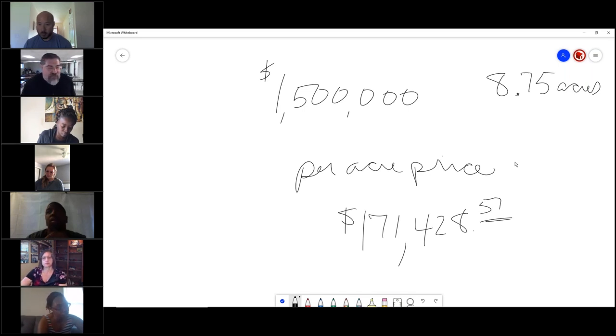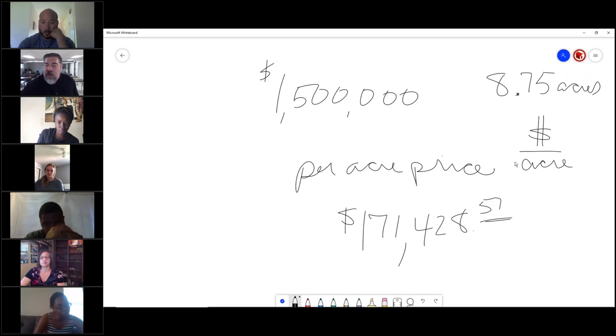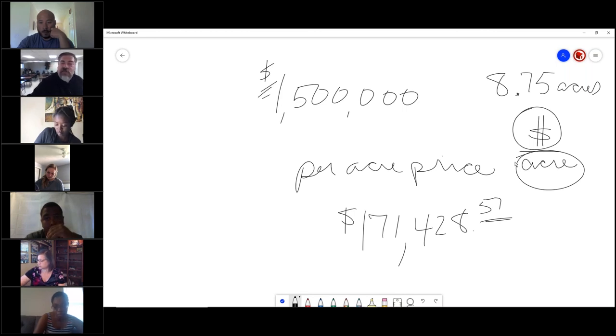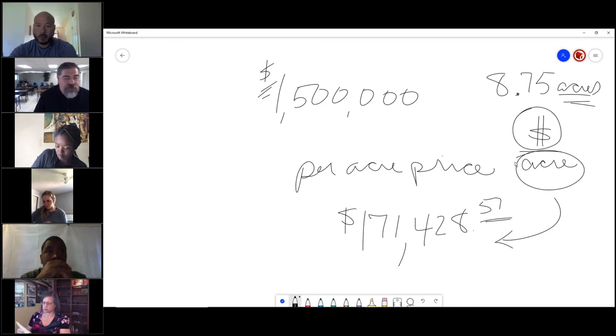$1.5 million divided by 8.75 tells you it's $171,428.57 per acre. The easy way to remember this is dollars per acre, right? This tells you which one to put on top of the division and which one to put on the bottom. People all the time get confused: which one do I divide? Remember your units. You want dollars per acre, so put the dollars on top and the 8.75 on the bottom, and this is the number you get. Cool? Yes. All right.